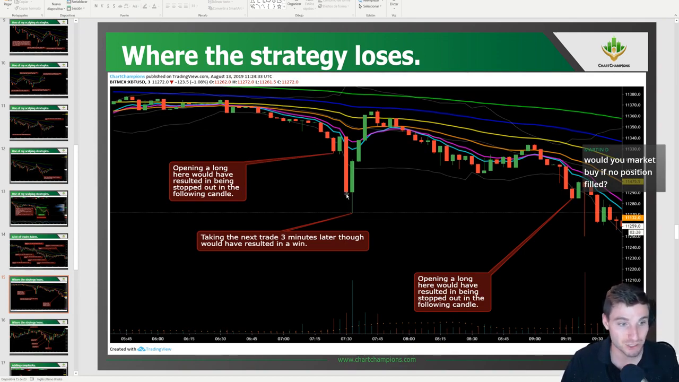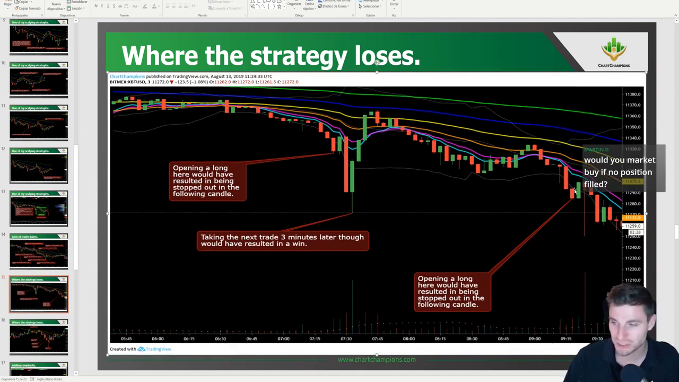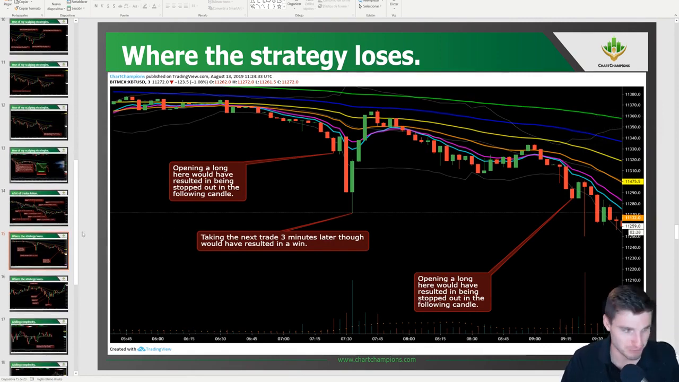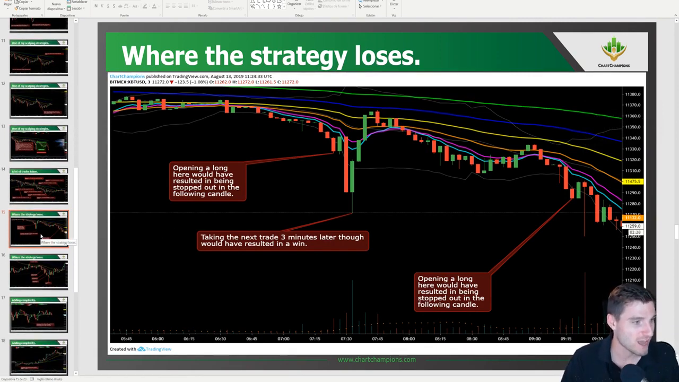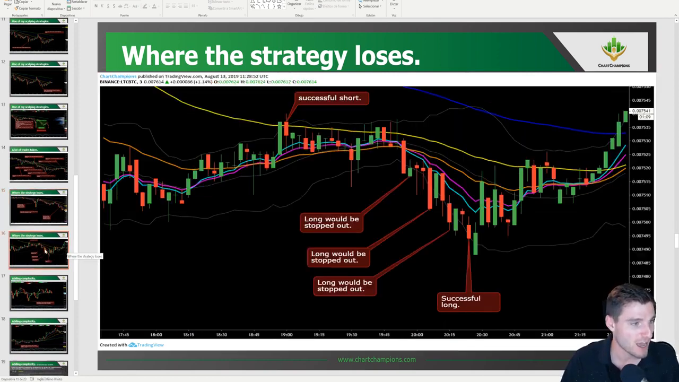Taking the next trade though, 3 minutes later, would have presented a win. So then you got a loss followed by a win. Here, if you had opened a long, you never even hit take profit 1 and you get stopped out on the next candle. So just be aware: you are going to get losses. 100%, you are going to get losses, and that's just part of trading. You're never ever going to win every single trade.